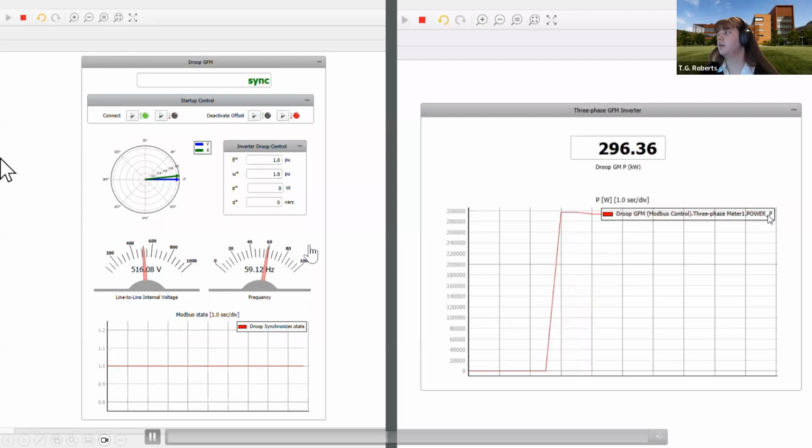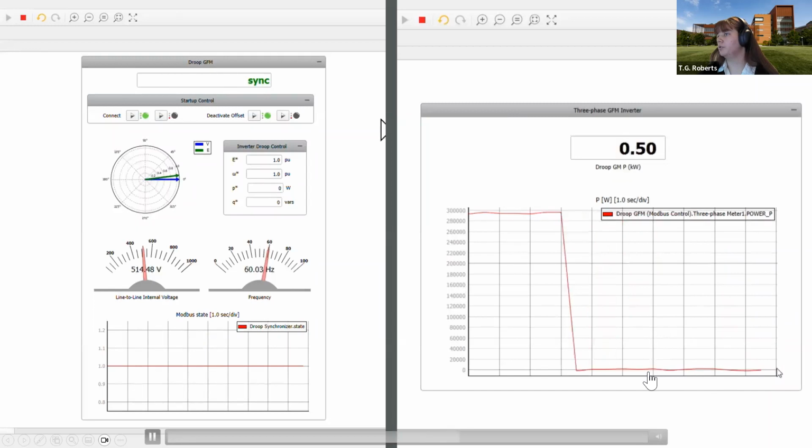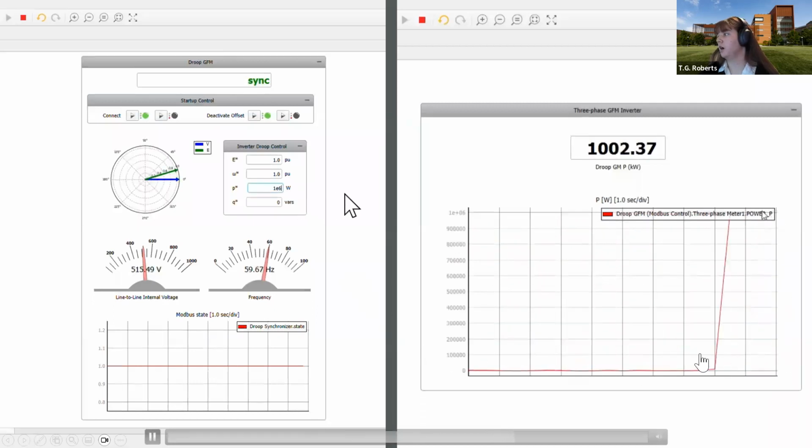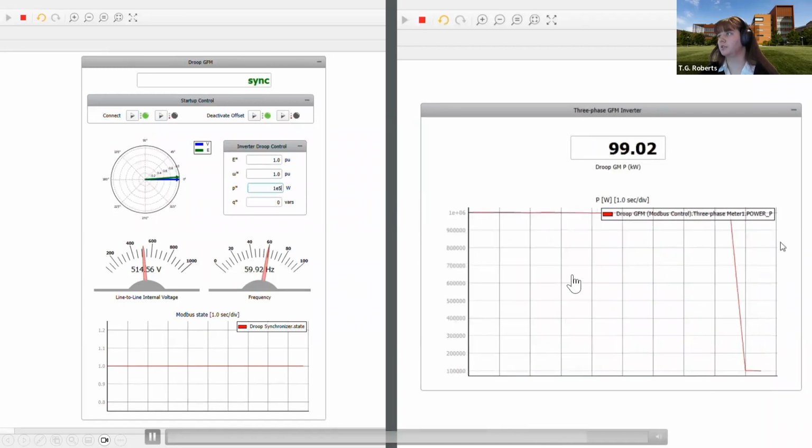If we then remove that offset with this button, we should see the reference drop to 0 over here. And then we are able to put a target set point here. So we're doing 1E6 watts, and we should see our power injection jump up to that, which it does. So we have perfect tracking in this case of active power that our target grid forming inverter is sending into the system. We can once again change the set point here and see our power injection drop.